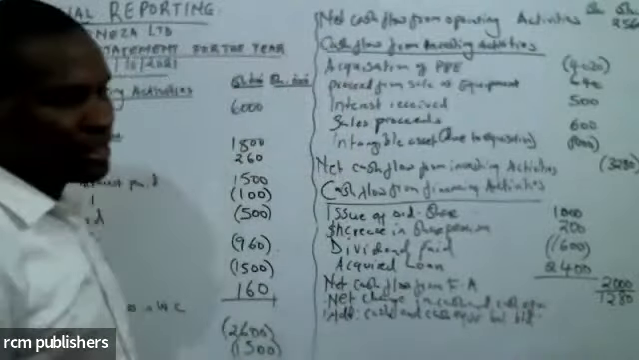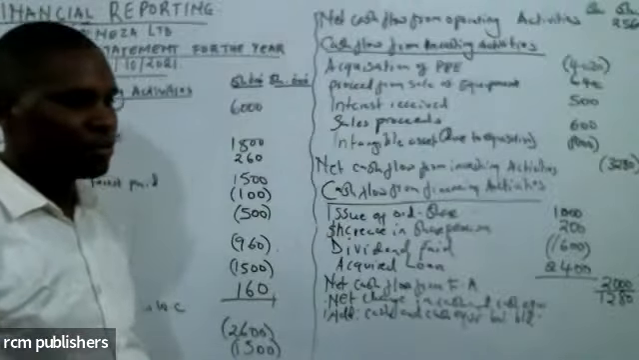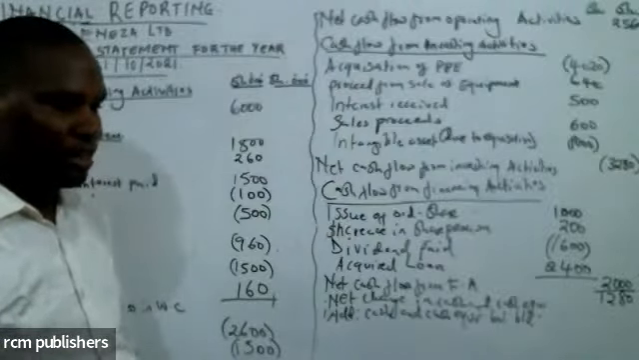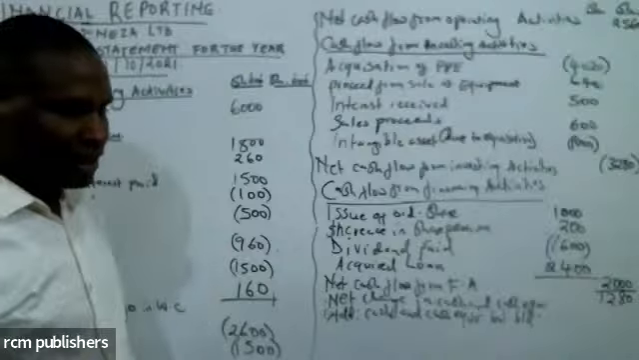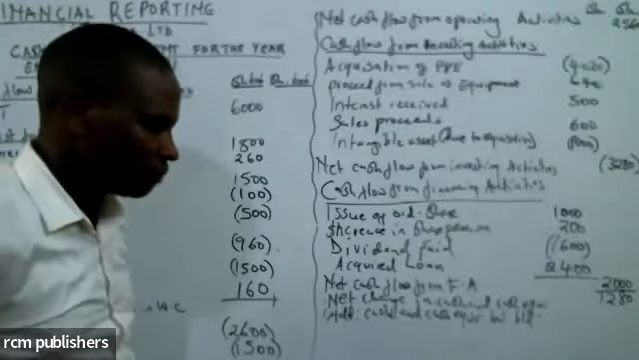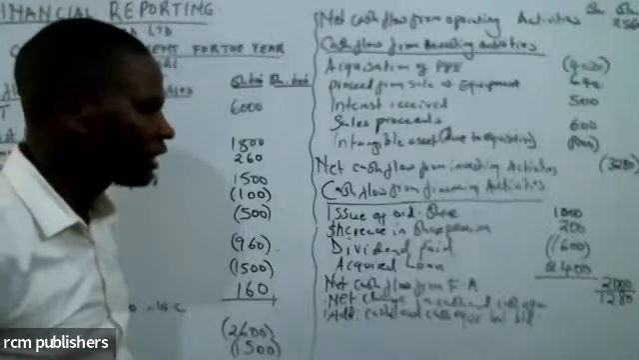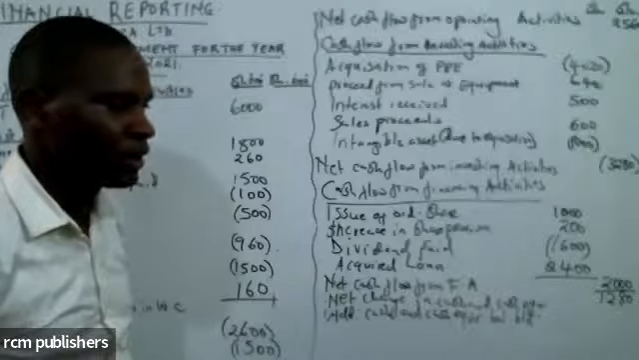How do we get this cash and cash equivalent balance brought down class? How do we get that? Cash and cash equivalent balance brought down.